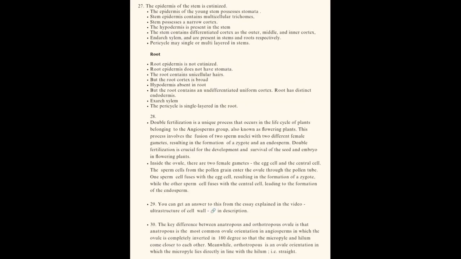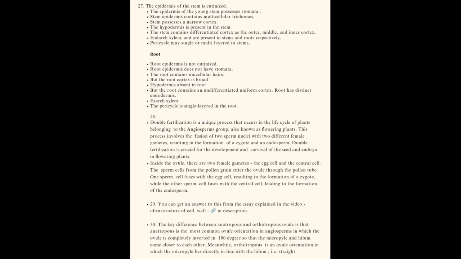27. Stem. The epidermis of the stem is cutinized. The epidermis of the young stem possesses stomata. Stem epidermis contains multicellular trichomes. Stem possesses a narrow cortex. The hypodermis is present in the stem. The stem contains differentiated cortex as the outer, middle, and inner cortex. Endarch xylem and exarch xylem are present in stems and roots respectively. Pericycle may be single or multi-layered in stems.